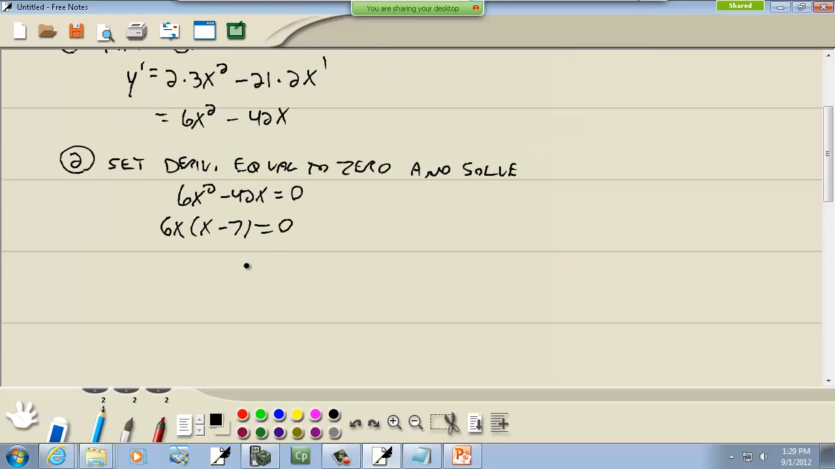Zero factor property. It says you get 0 on one side, you factor the other side, you're going to set each factor equal to 0. So I'll set a 6x equal to 0 and x minus 7 equal to 0. On this one, divide both sides by 6. And we get x is equal to 0. And on this one, take negative 7 over and we get x equals 7.